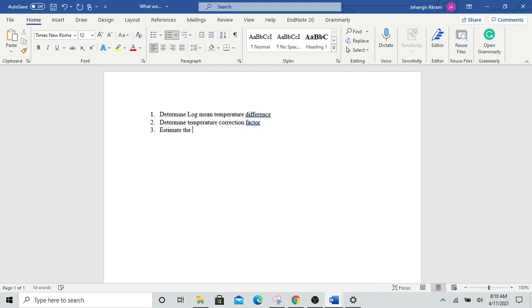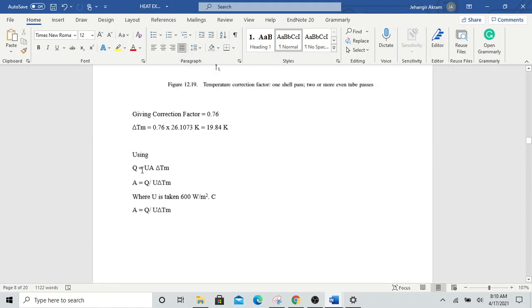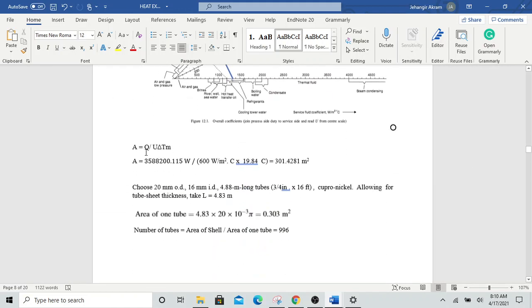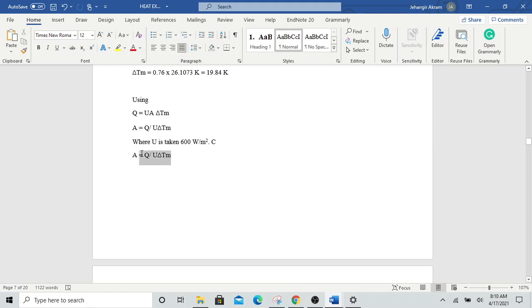Estimate now of overall heat transfer coefficient on the chart. Okay, it's our third step. On fourth, we will find the area of our heat exchanger. Area of our heat exchanger will be determined by the formula Q is equal to U A delta TLM.